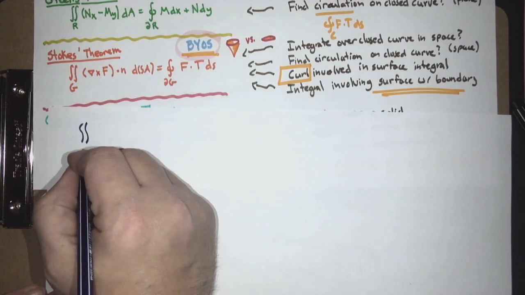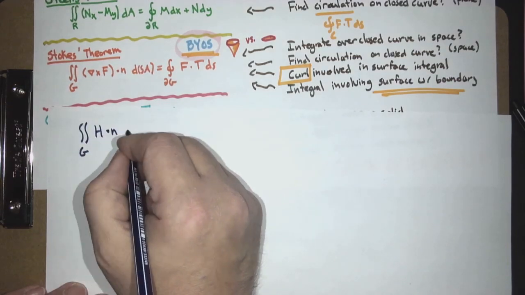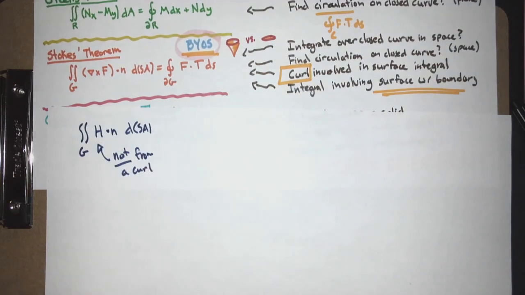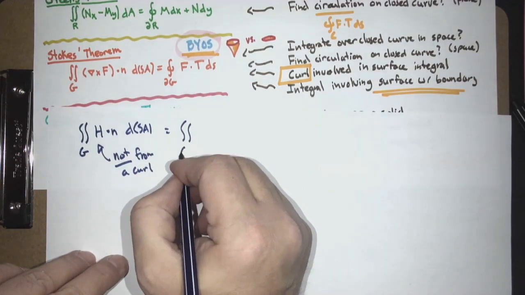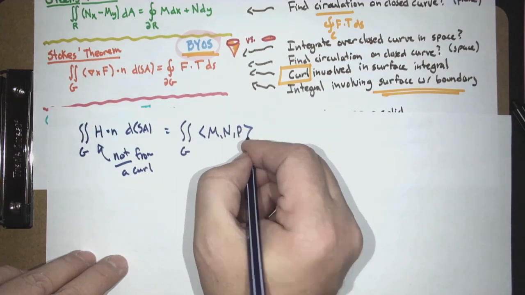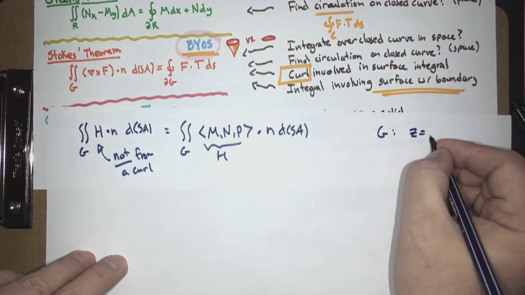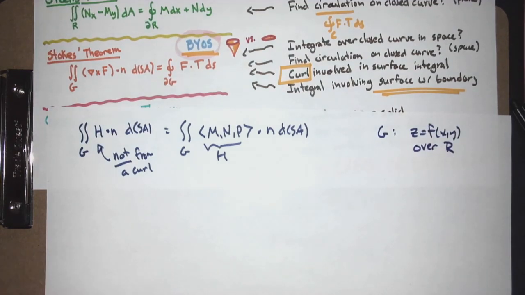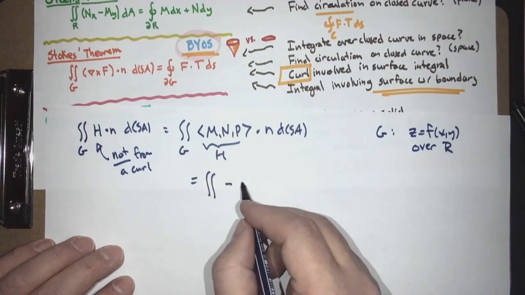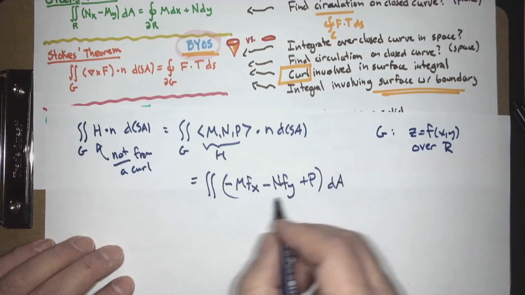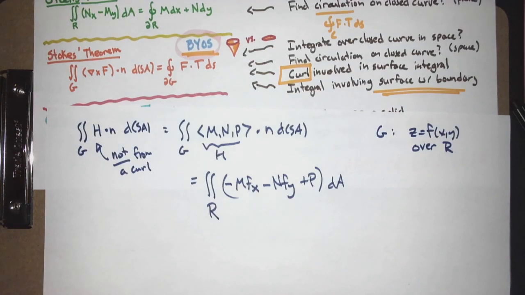If you integrate on a surface and it's some function, I'll call it h dot n, this is not from a curl. What can you do? Right, so someone started saying things. Let's say here's our h, m, and p, and we'll say that G is the surface Z equals f of x, y over a region R. Then what do you do? What's the formula? Negative m fx minus n fy plus p dA over R.